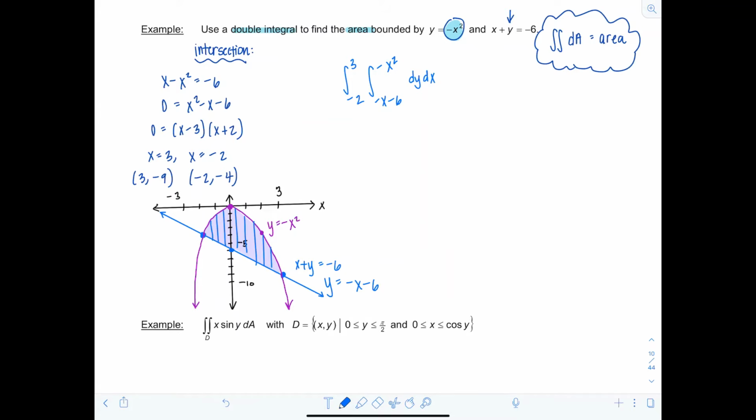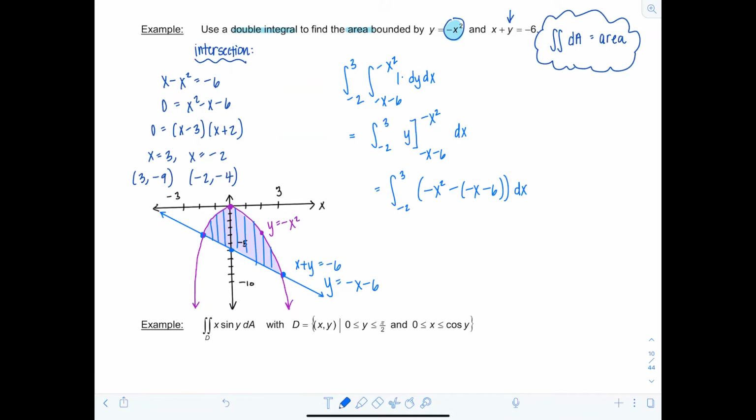Okay, so now we're going to go ahead and anti-differentiate with respect to y. Since I just basically have a 1, the antiderivative is going to be y. So we have negative 2 to 3, y being evaluated from negative x minus 6 to negative x squared dx. And then I'm going to evaluate it at the upper and lower limit. So I'm going to have negative x squared minus negative x minus 6 dx.